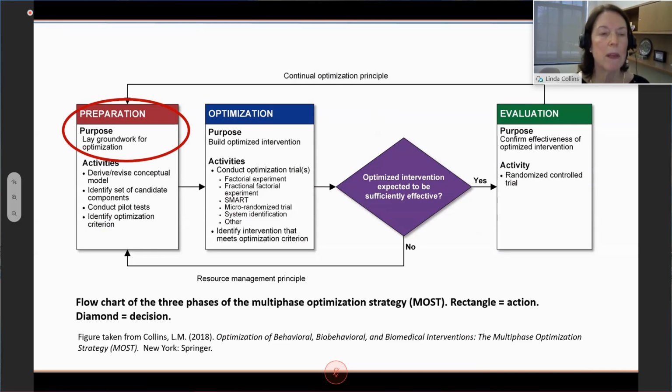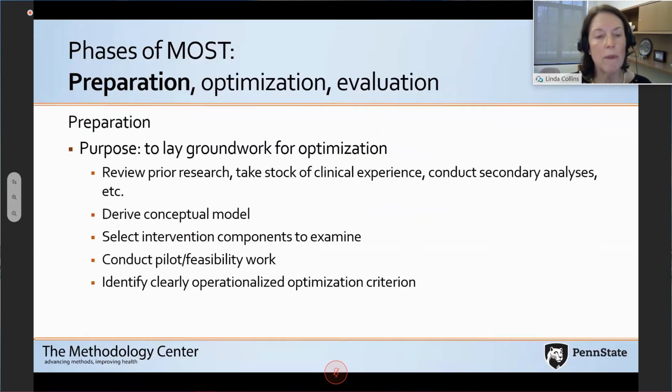In the preparation phase, the purpose is to lay the groundwork for optimization. Now, most of what is contained in the preparation phase is going to be pretty familiar to all of you intervention scientists. As part of this phase, you review any prior research, take stock of clinical experience, you would conduct any secondary analyses that are going to inform the intervention, and so on. You derive a conceptual model that expresses the process that leads to the outcome you're trying to affect, and then shows exactly what the causal factors are. You would select intervention components to examine based on the conceptual model. So the intervention components each target a part of the causal process. Any pilot or feasibility work would be conducted as a part of the preparation phase.